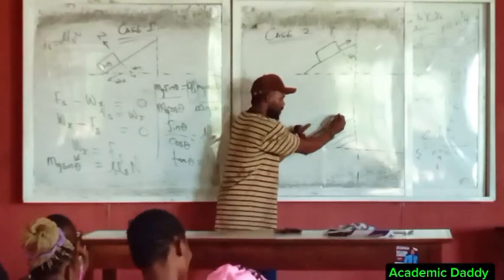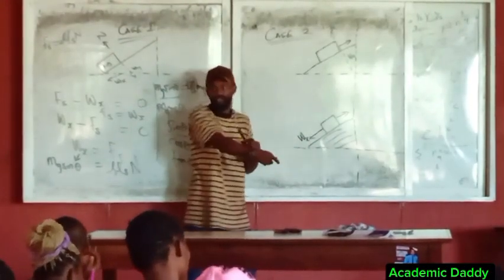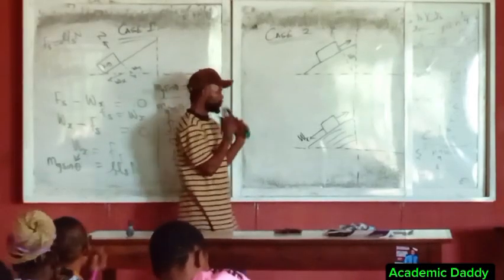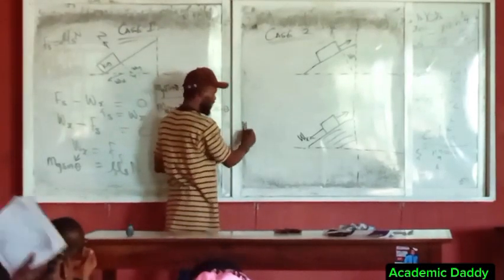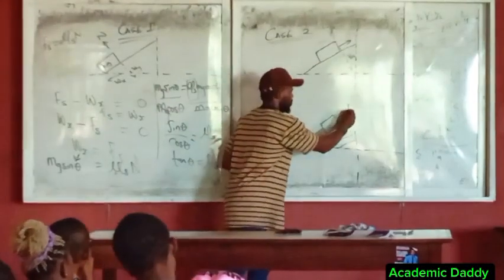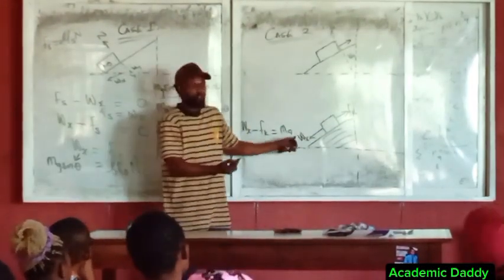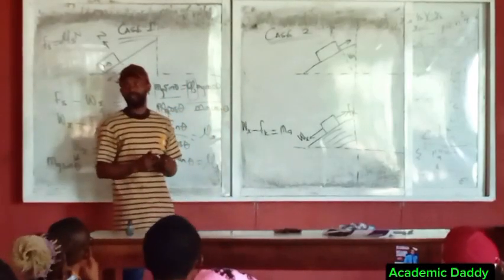Then, as you're doing this, kinetic friction is going this way. It wants to go in the opposite direction to what you have here. Which means if I analyze this, I will have Wx minus Fk, and Fk is equal to ma. Because there's movement, they will be acting.